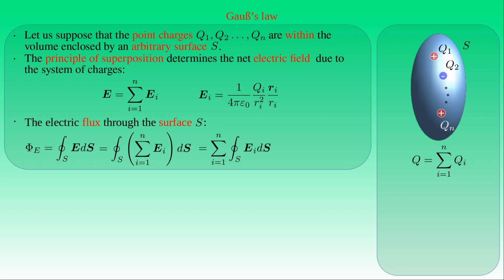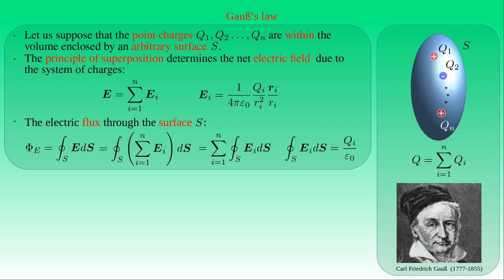For the electric fields E_i due to the individual point charges q_i, we can use the result we have already obtained, and state that the integral of the electric field strength E_i over the surface S is equal to the charge q_i divided by epsilon naught for i equals 1 to n. If we substitute this equation into the sum, we will obtain Gauss's law, which is related to Gauss's theorem proved by Carl Friedrich Gauss, and states the following.